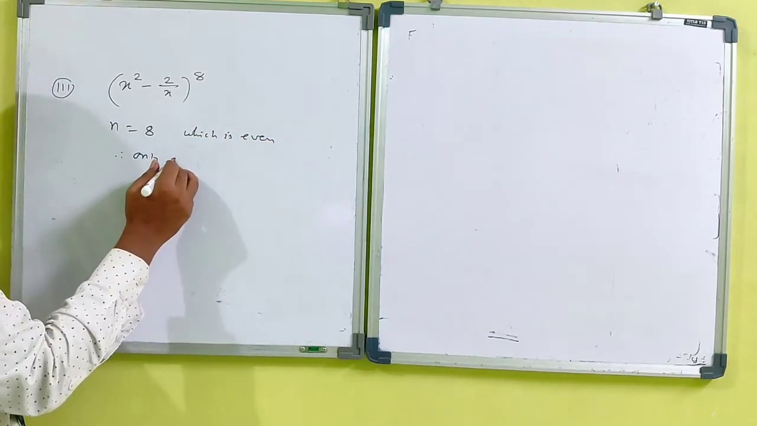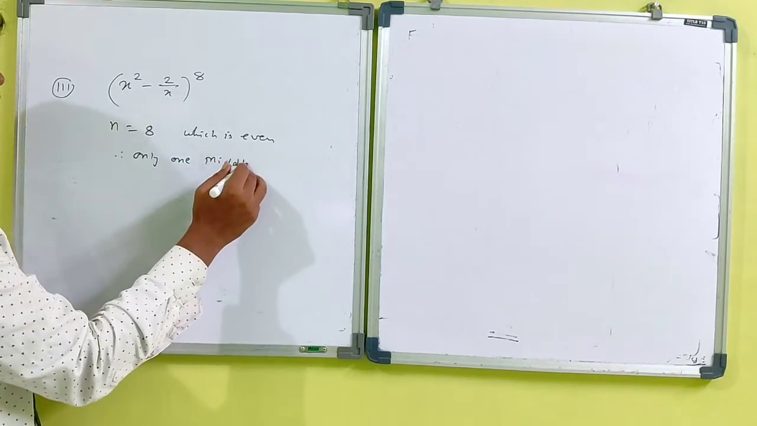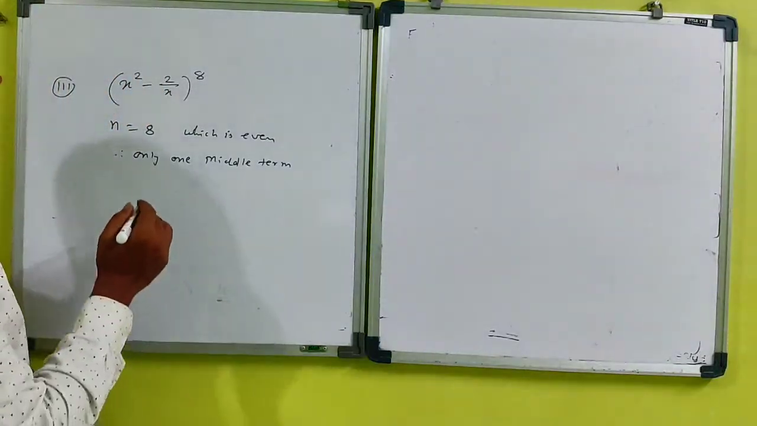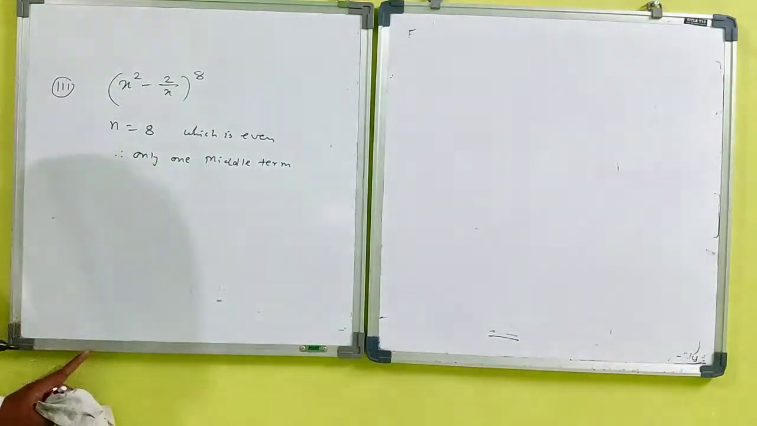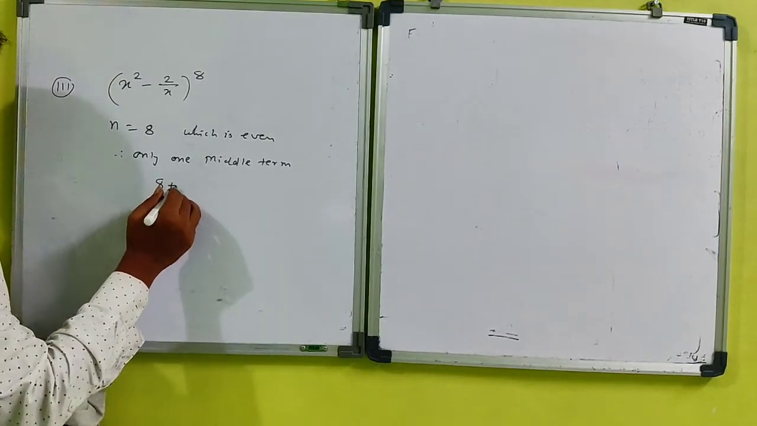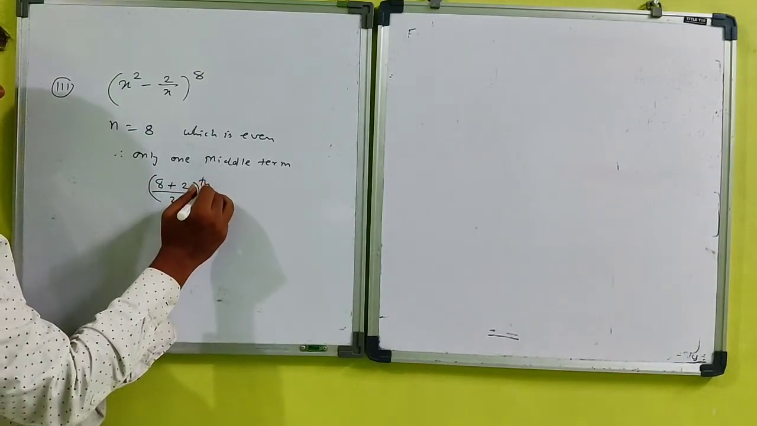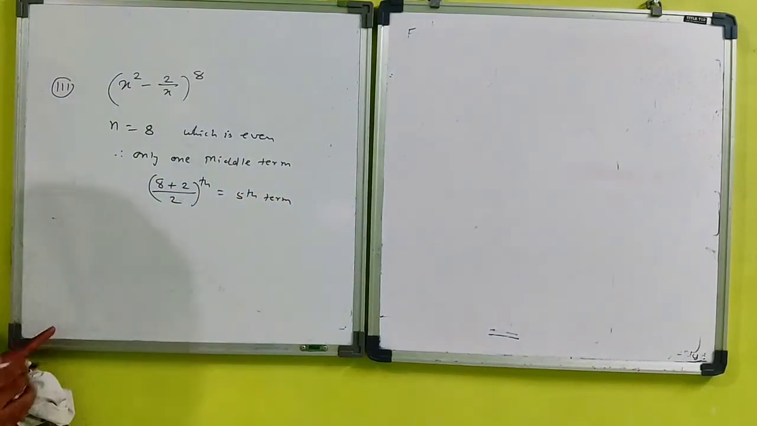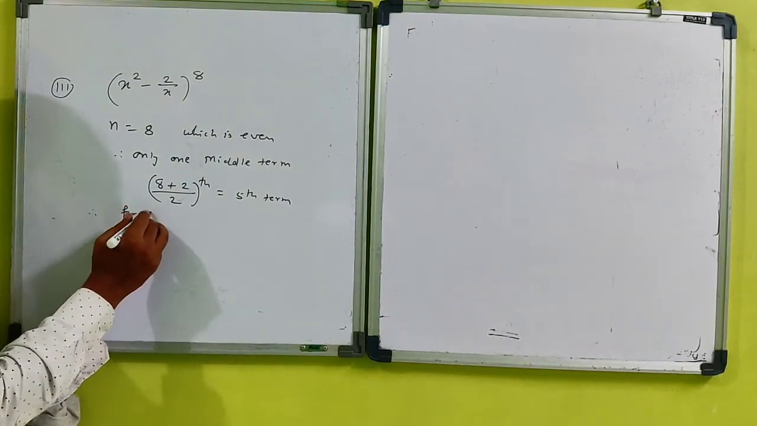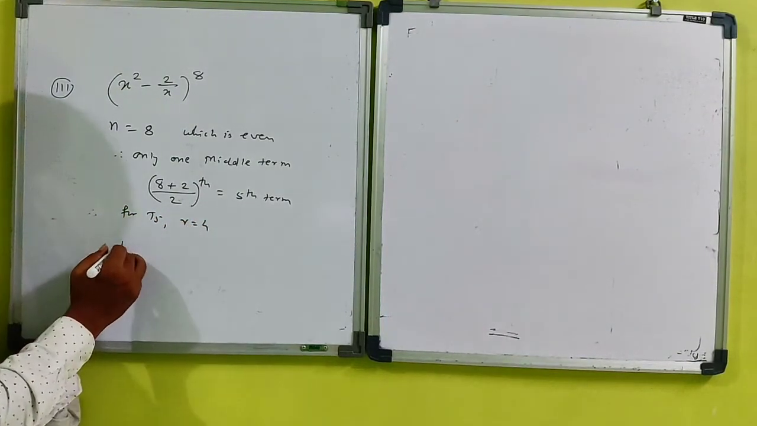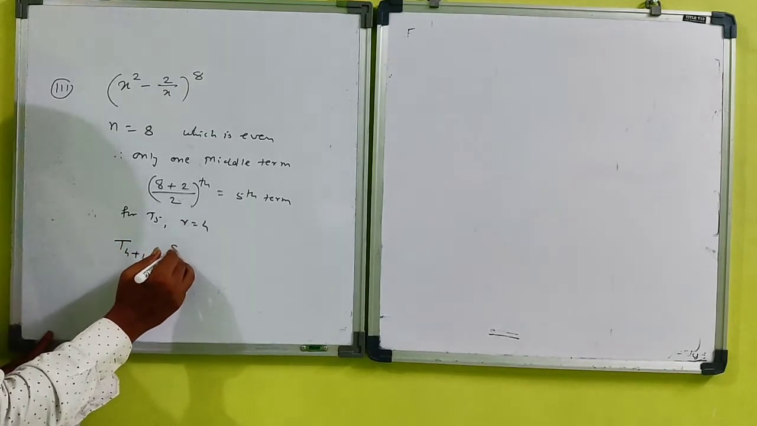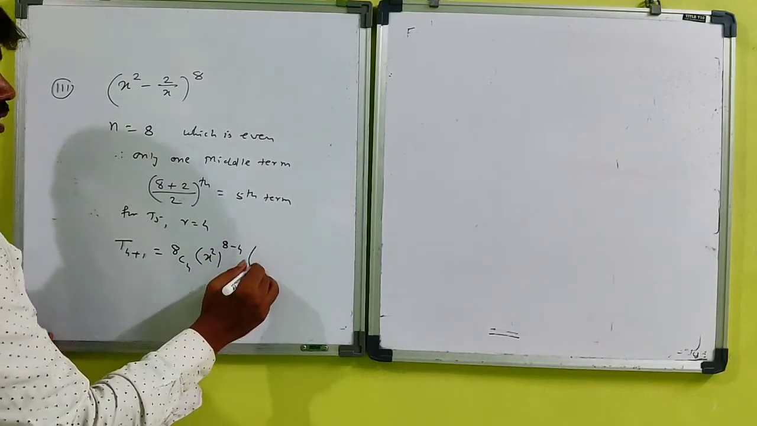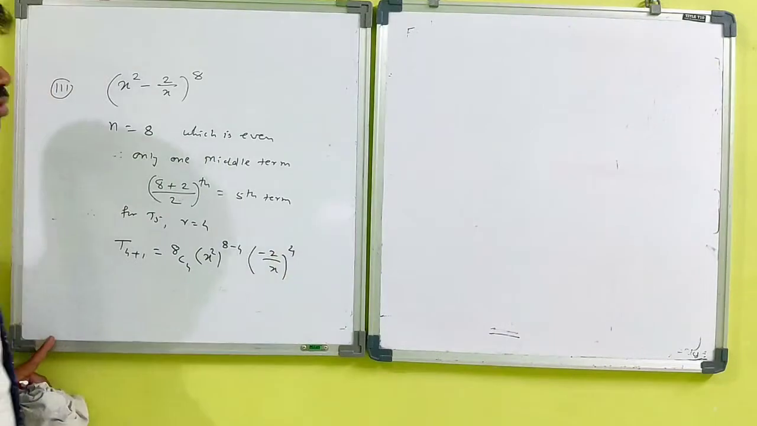Therefore, there is only one middle term, and that middle term is given by (8 + 2)/2, that is 10/2. So the fifth term will be the middle term. So for T5, r should be equal to 4. So T(4+1) = 8C4 (x squared)^(8-4) (-2/x)^4.